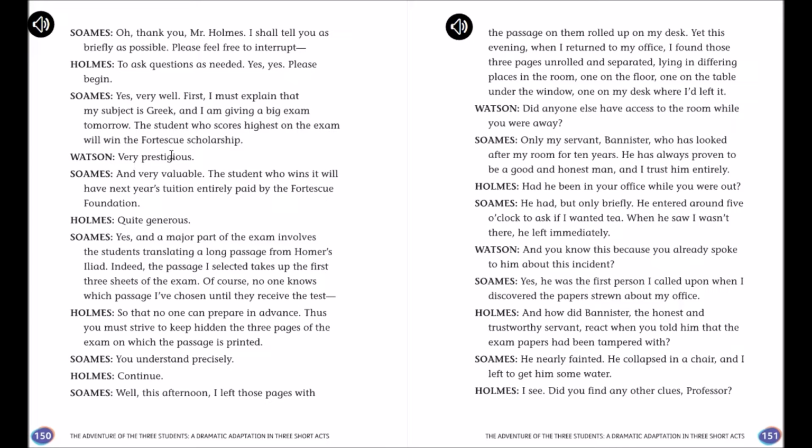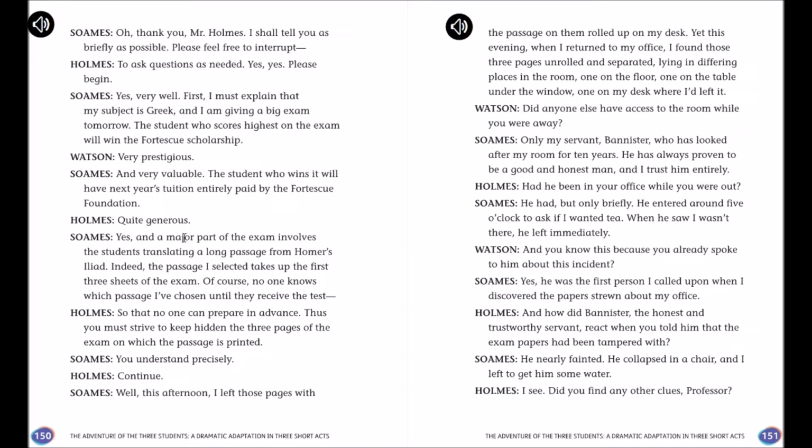The student who scores highest on the exam will win the Fortescue Scholarship. Watson. Very prestigious. Soames. And very valuable. The student who wins it will have next year's tuition entirely paid by the Fortescue Foundation. Holmes. Quite generous. For those who don't know, tuition is the money that you have to spend to be able to afford college. And college can be quite expensive. So whoever gets the highest score on this exam apparently will have their entire year of college next year paid for. So, a very good prize.